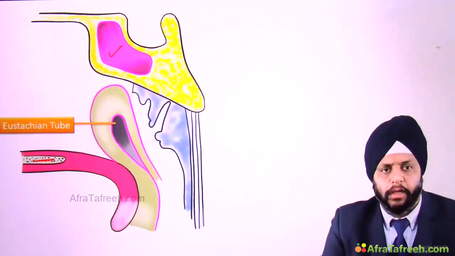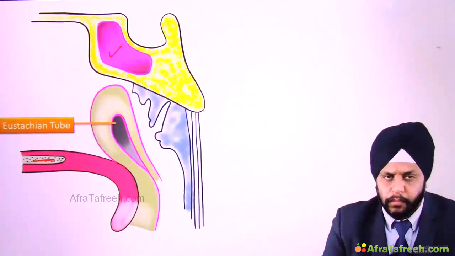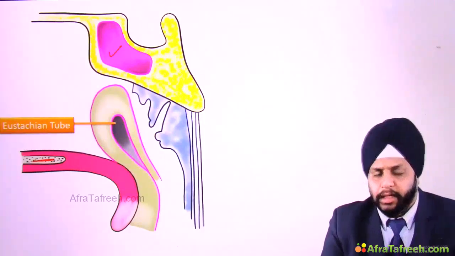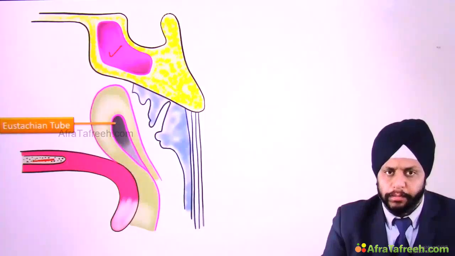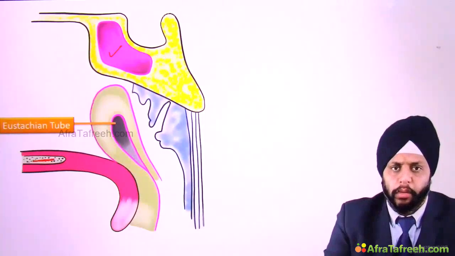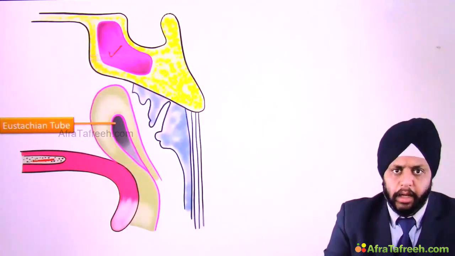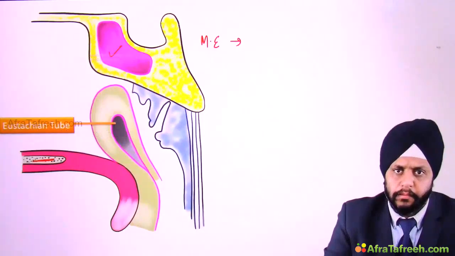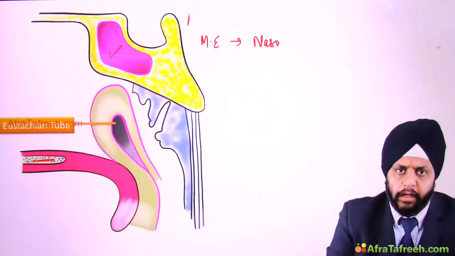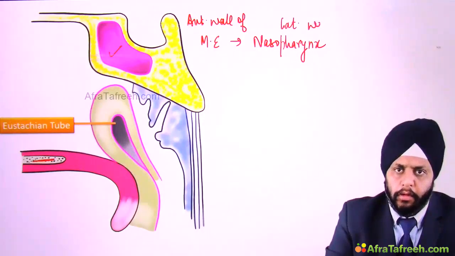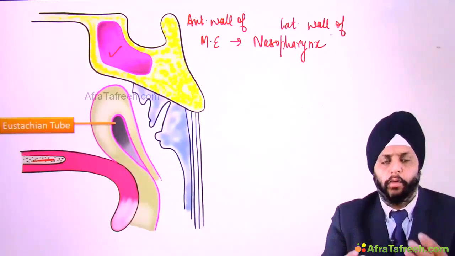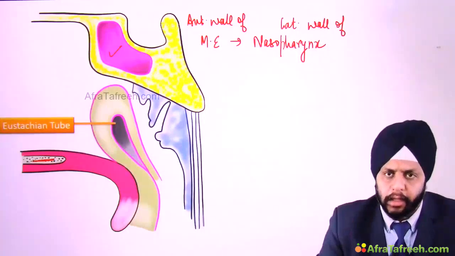Number one, you can see the opening of the eustachian tube. We also discuss the eustachian tube in detail in the ear. This tube is also known as the pharyngotympanic tube or the auditory tube. We know it connects the middle ear, rather the anterior wall of the middle ear, to the nasopharynx. Which wall? The lateral wall of the nasopharynx. So we have one opening of the eustachian tube on each side in the nasopharynx.